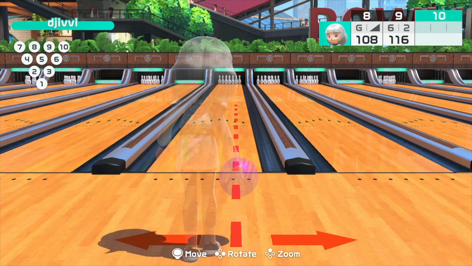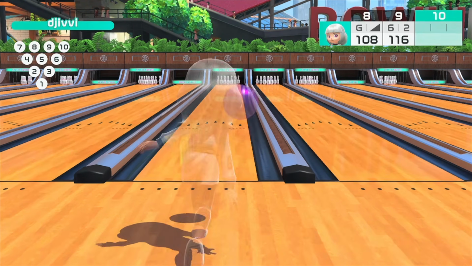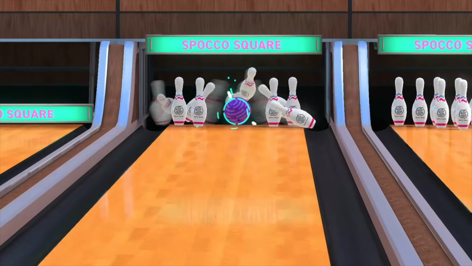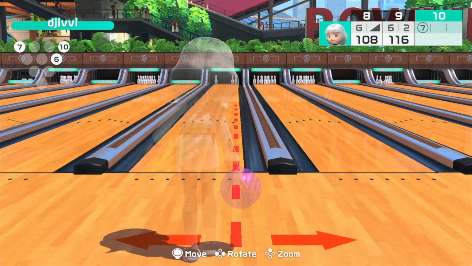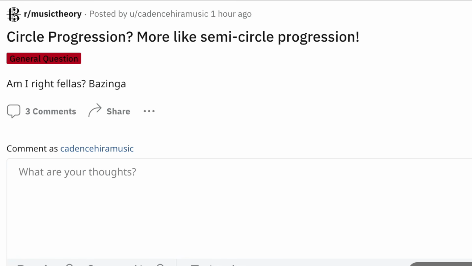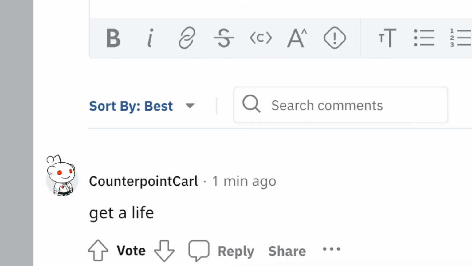And with that, I guess we're done. I do feel a bit weird having called this circle progression the entire time, since it really does resemble more of a semicircle. Unfortunately though, my efforts to change the nomenclature have all been for naught. Aw, dang it.